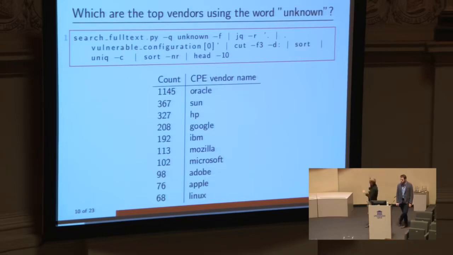You see Oracle and Sun are all together. Then you have HP, Google, IBM, Mozilla, whatever. But it's quite interesting because just looking at how a security vulnerability is defined or described gives a slight indication of how the vendor is stretching the vulnerabilities. I think it's quite nifty.